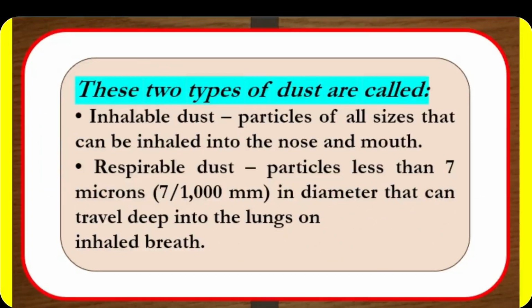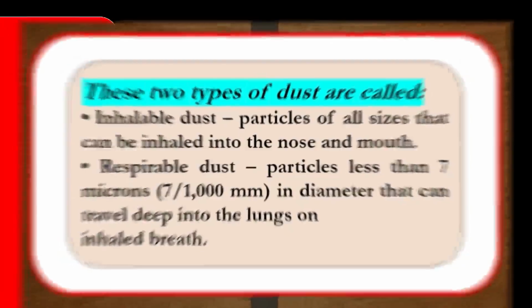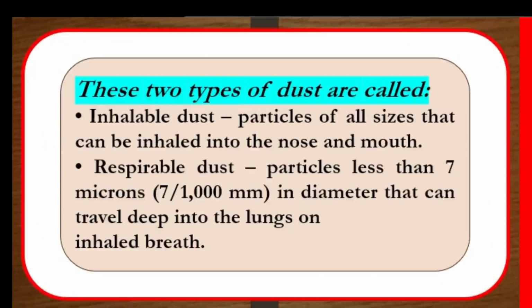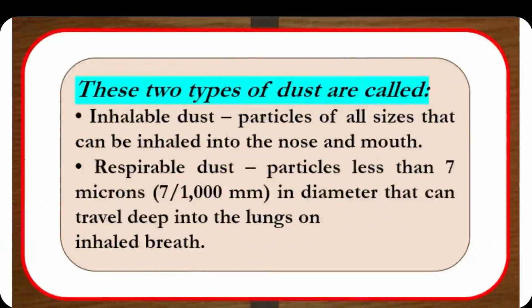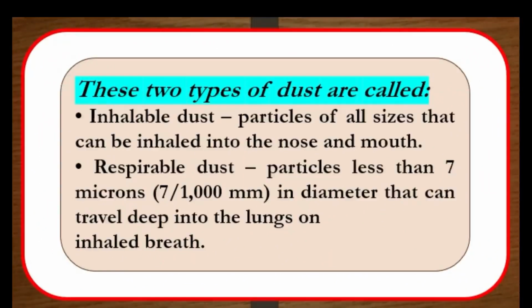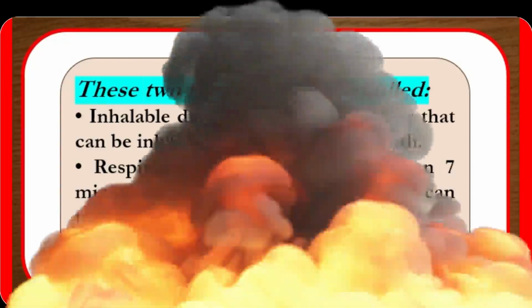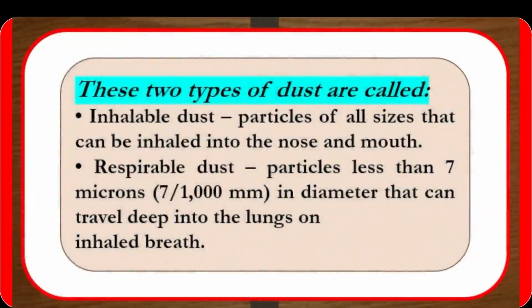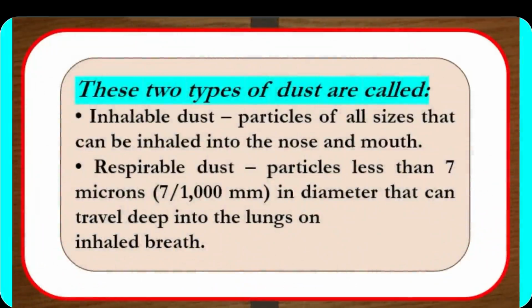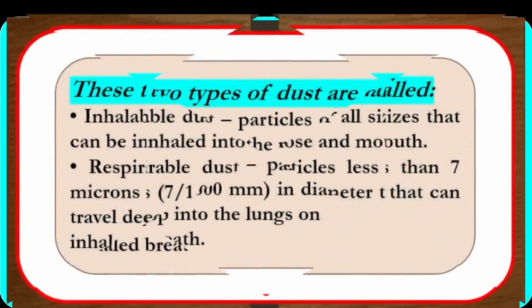Inhalable dust is particles of all sizes that can be inhaled into the nose and mouth, while respirable dust is particles less than 7 microns in diameter that can travel deep into the lungs on inhaled breath. As I told you before, this is the difference of diameter, their size, and their effects on the body. They can be filtered out or they cannot be trapped by the lungs' defense mechanism.